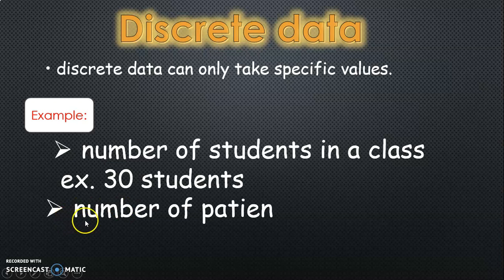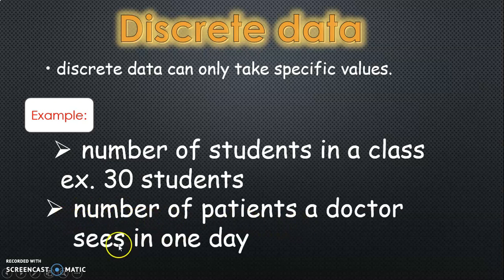The next one is the number of patients a doctor sees in one day. We cannot say that the doctor can see more than 1,000 patients in one day. That is very impossible. And we cannot say also that the doctor can see 100.5 patients in one day. So there is a specific value of patients that the doctor can see in one day.